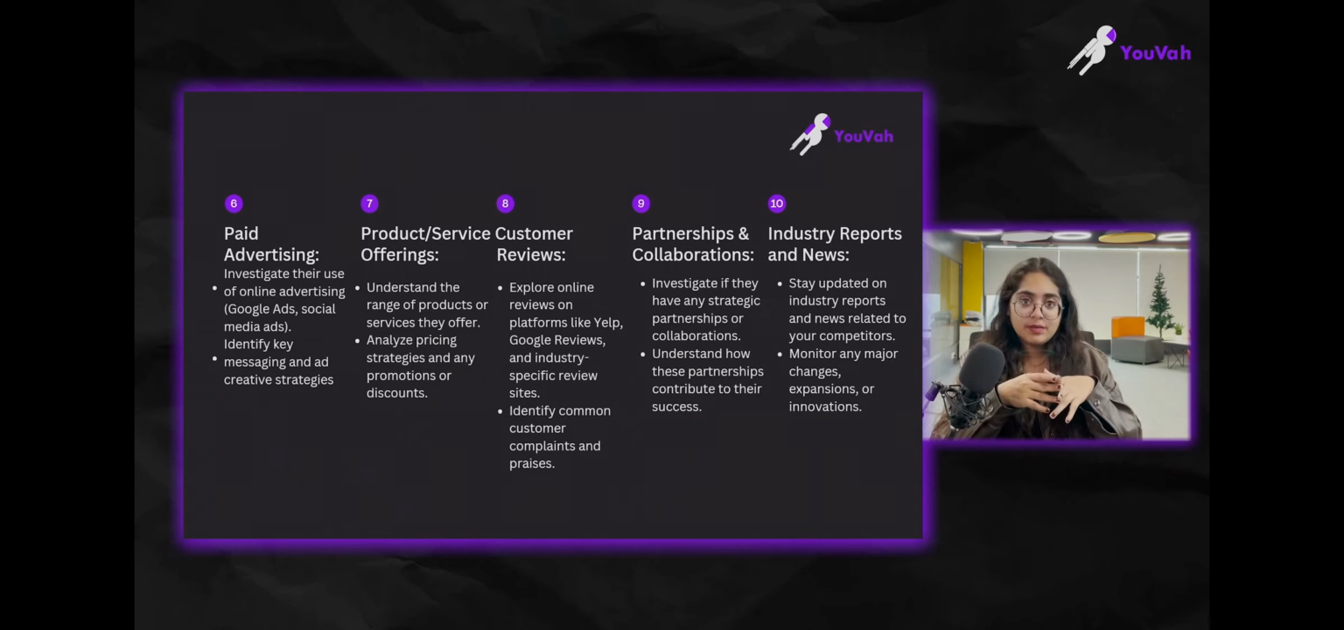How frequently are they running their advertisements? And is their advertisement the only thing that is getting a huge amount of likes as compared to the other posts they're getting? So just figure out the paid advertisement part as well. Investigate thoroughly what is working and what is not working in their favor.